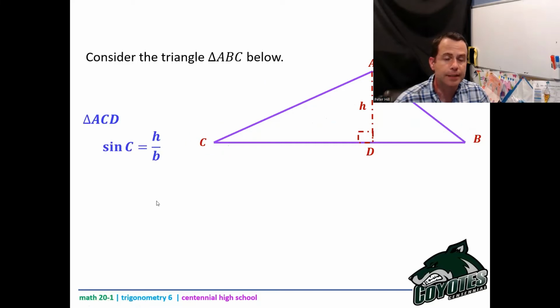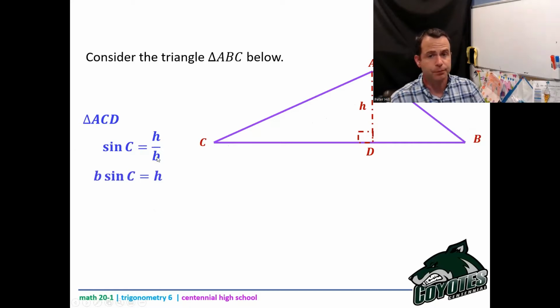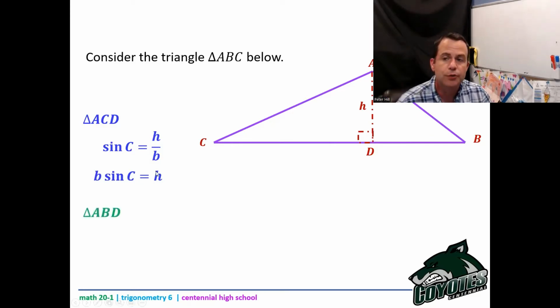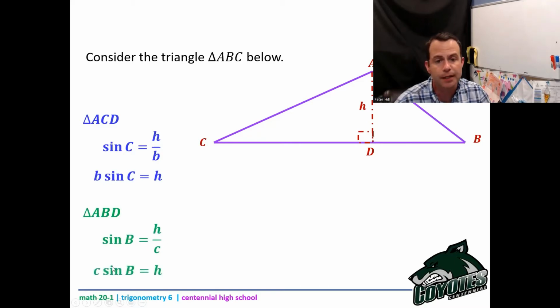So sine of C is H over B, and then what I'm doing is I'm solving for H here. I'm going to get H by itself, because remember when we did the cosine law, we rearranged the formulas and got rid of the thing I threw into the diagram in the first place. I'm throwing in that H, so if I can somehow get rid of H by using substitutions, that would be awesome. Then in the triangle ABD, I said sine B is H over C, and I can do the same thing. C times sine of B will equal H.